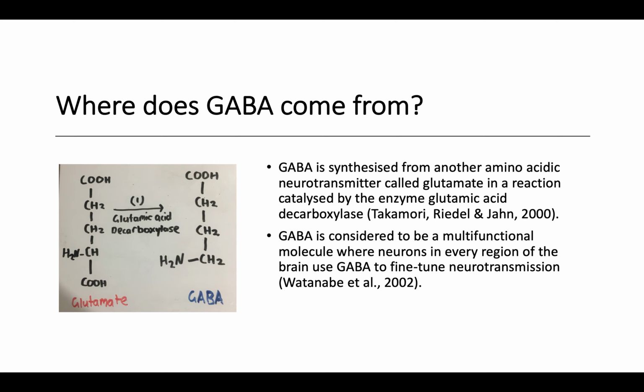So where does GABA come from? GABA is secreted in various sites of the central nervous system, including the cerebral cortex, hypothalamus, the cerebellum, spinal cord, granule cells, and the retina. GABA is synthesized from another amino-acidic neurotransmitter called glutamate in a reaction catalyzed by the enzyme glutamic acid decarboxylase. GABA is considered to be a multifunctional molecule where neurons in every region of the brain use GABA to fine-tune neurotransmission.